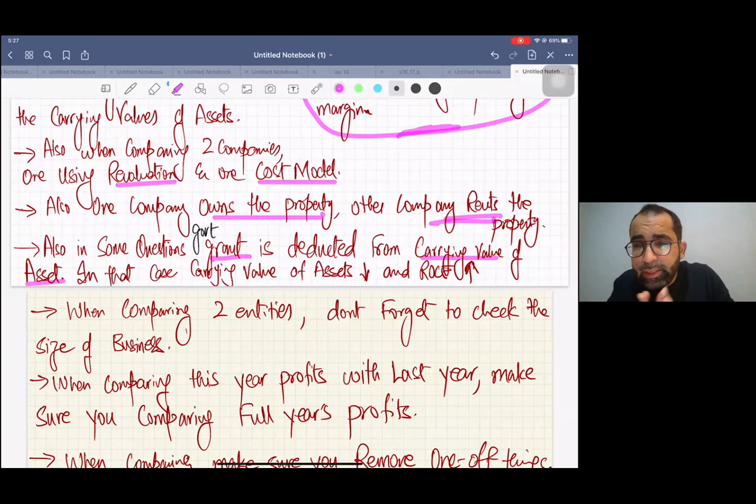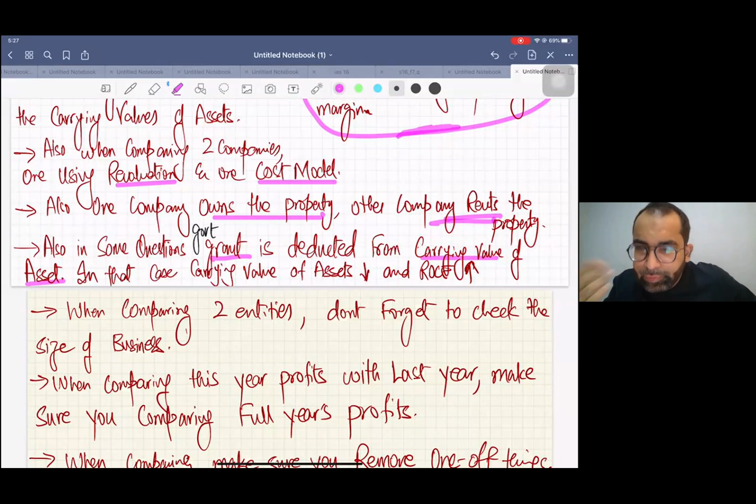Grant related to asset. For example, I bought a property for $100,000, right? And immediately I received a grant of 20,000. Okay, so now I have two options of accounting. The first option, I book a separate asset of 100,000 and I book 20,000 as a separate deferred income. And what's the second option?